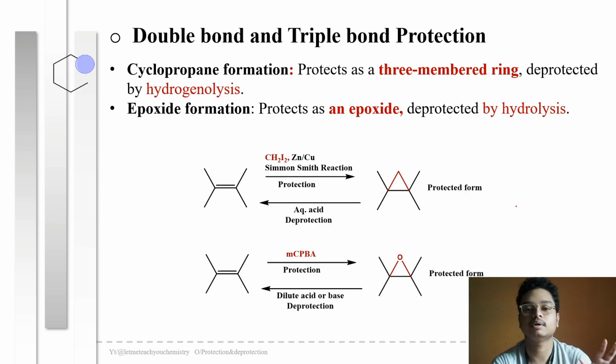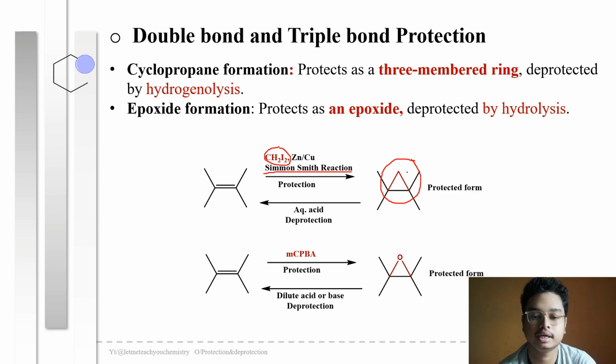Now let us talk about double bond and triple bond protection. If your compound contains a double bond, it can be protected by two different pathways. Either it will form a three-member ring, or it can form an epoxide. The three-member ring can be generated using the Simmons-Smith reaction, where CH2I2 in the presence of zinc-copper generates a protected form of the double bond by forming a cyclopropane ring. The deprotection is by treating with aqueous acid. Then the cyclopropane ring breaks apart and regenerates our double bond.